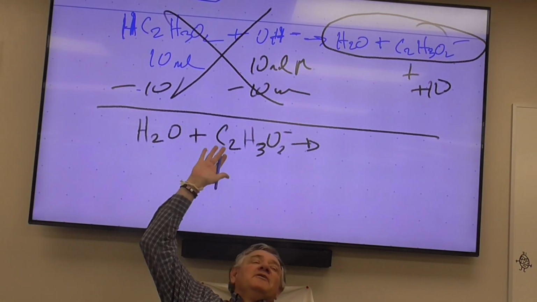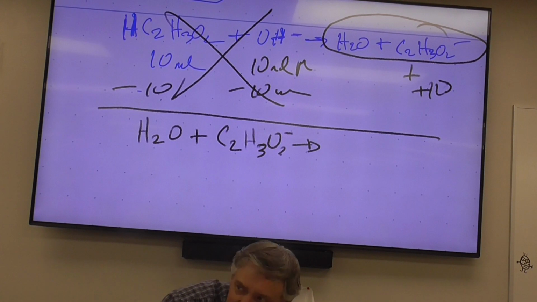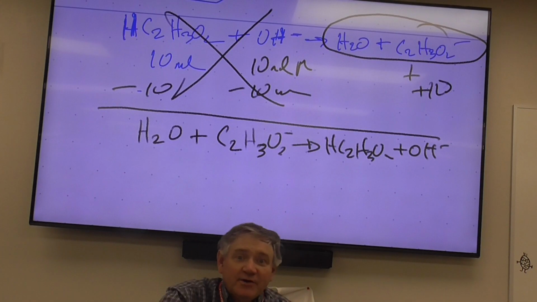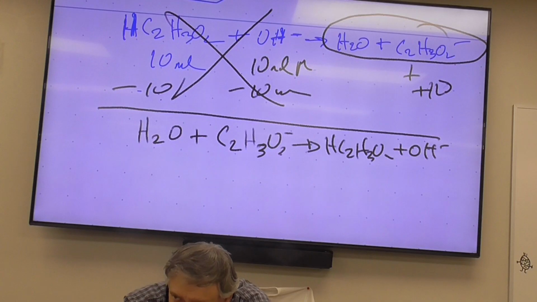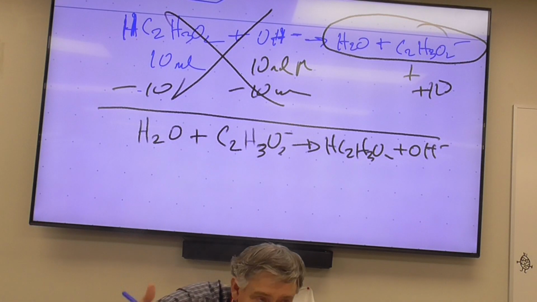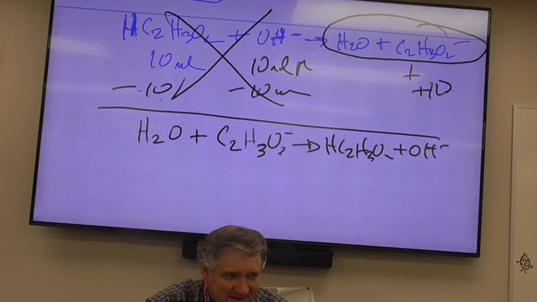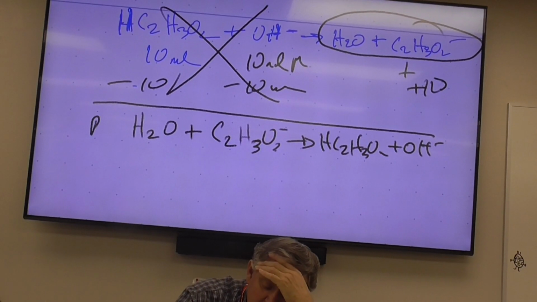No. So, here's what's going to happen. What are you going to get out of this reaction? You're going to reform the acid and hydroxide. What does the hydroxide do? Turn it basic. Because you're generating hydroxide, so the pH should be above 7. Yes. Things are clicking.